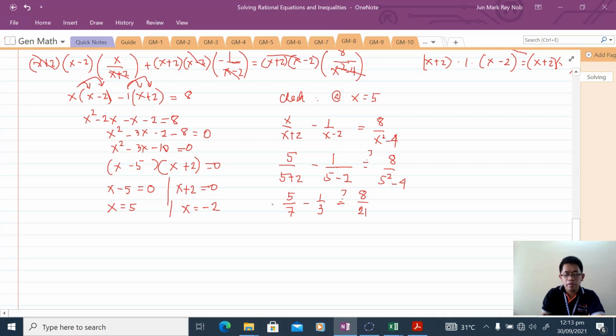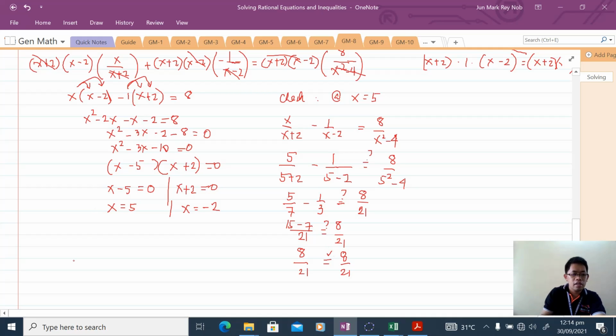If we combine these fractions, we need to find the LCD. The LCD is 21. So 21 divided by 7 is 3, times 5 is 15. 21 divided by 3 is 7, times 1 is 7. Is it really equal to 8 over 21? 15 minus 7 is 8, that's 8 over 21. And there you go, they are equal.